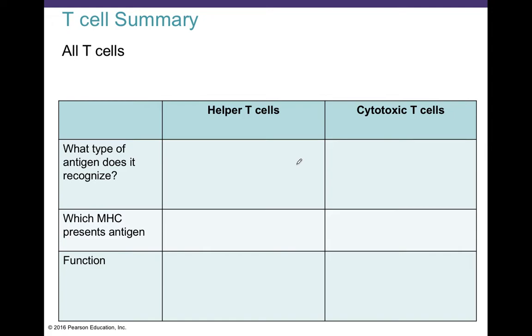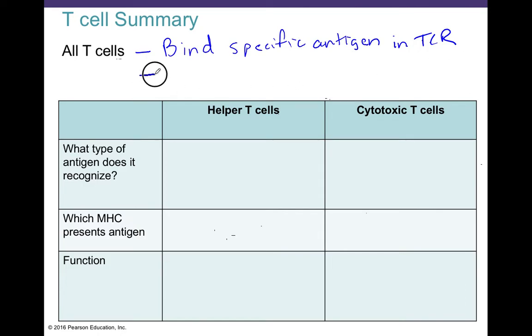So we've talked about helper T cells and cytotoxic T cells. So why don't we go ahead and do a quick review of each of these types of T cells. So as a reminder, all T cells bind specific antigen in their T cell receptor. So there has to be that specific match. But they can't see the antigen on its own. They have to bind that antigen with MHC.